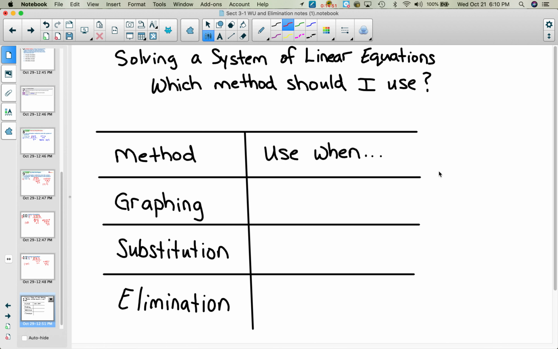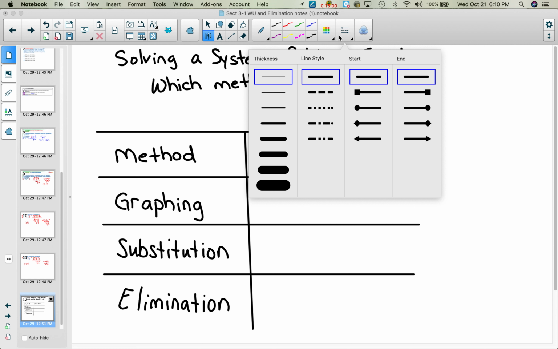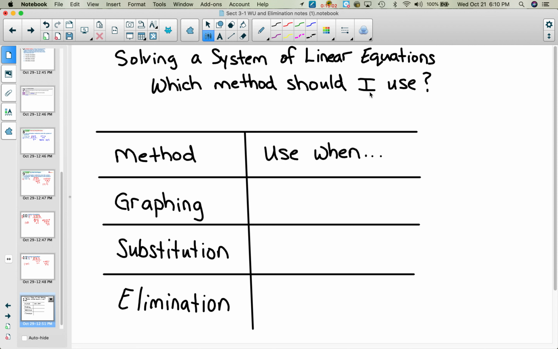So we have 3 different methods we've talked about. One of them is graphing, one of them is substitution, and one of them is elimination. So then the question is, how do you know which one to use? I just wanted to kind of talk about that.